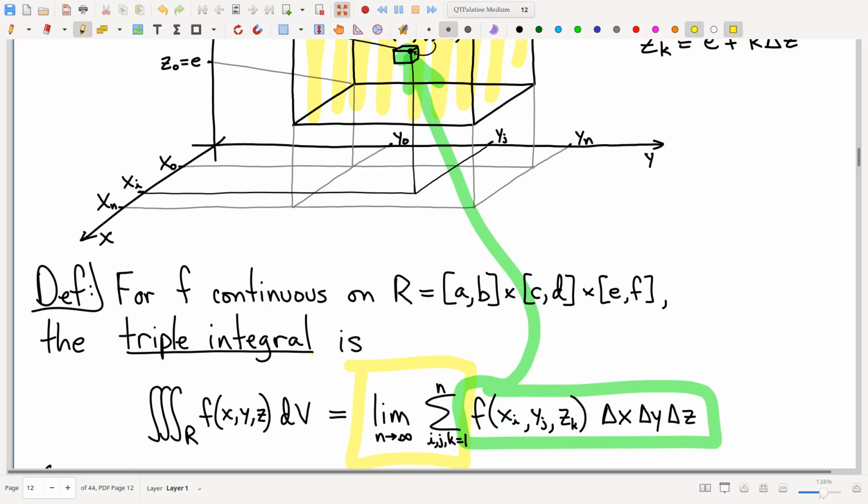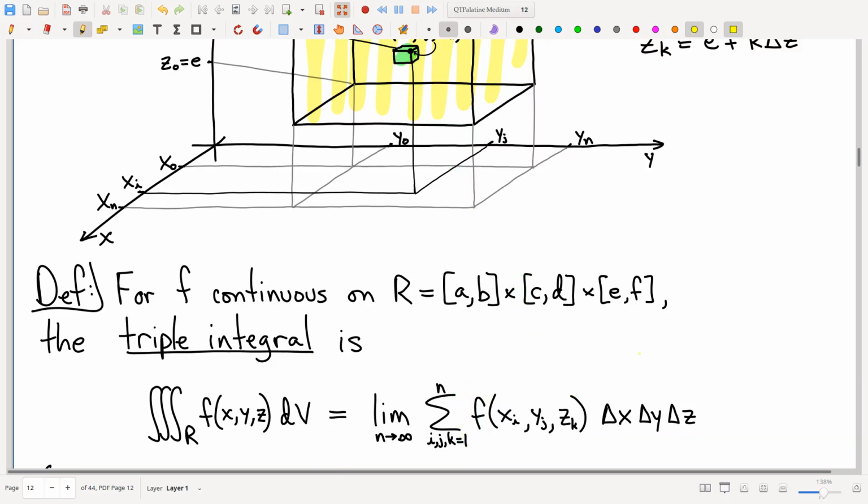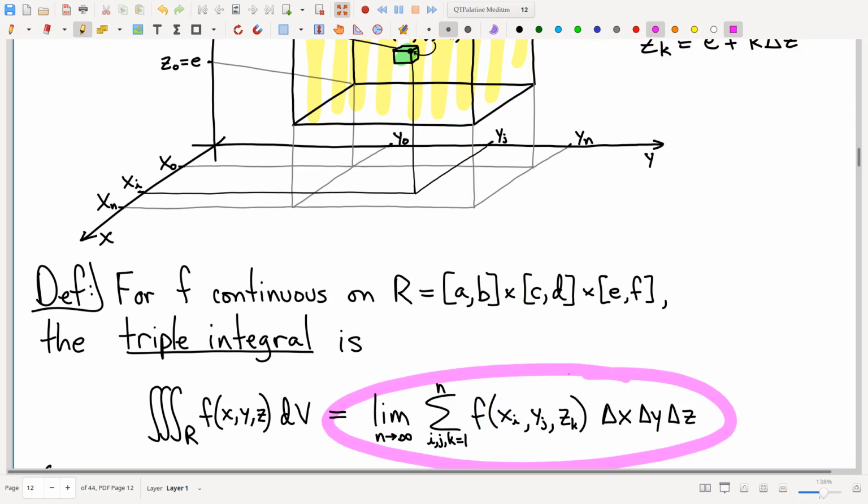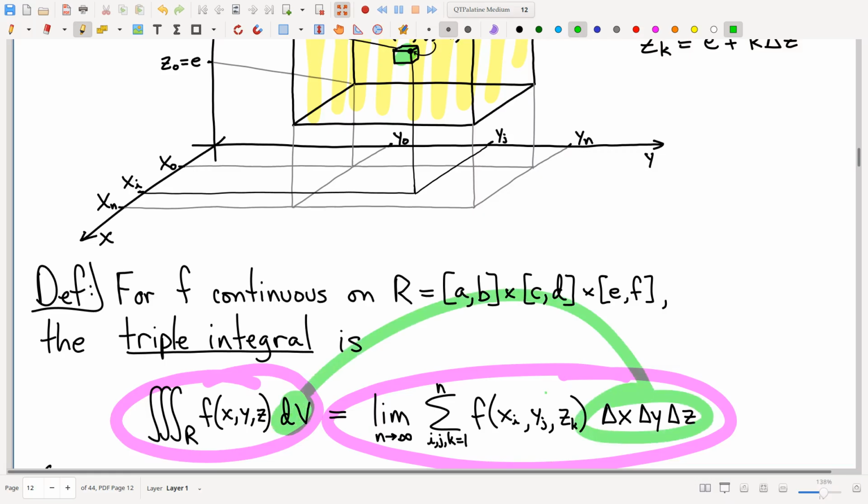So this Riemann sum strategy, the chop it up, add it up strategy, this is what it looks like when you're on a 3-dimensional domain. And then I think the notation's pretty believable, that it would make sense to refer to this with that notation. Again, we have little pieces of volume represented by delta x, delta y, delta z.